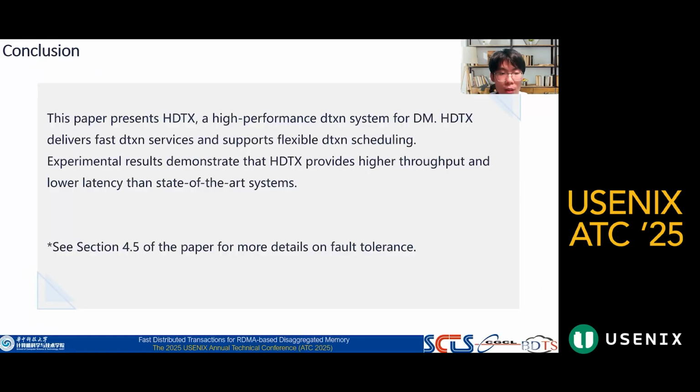Overall, distributed transactions usually are processed inefficiently in disaggregated memory systems due to high latency of remote memory access. This work presents HDTX, a high-performance transaction system that delivers fast transaction services and supports flexible transaction scheduling in DM architecture. HDTX merges multiple transaction phases with fast commit protocol by offloading the release phase to the RNIC and scheduling transactions with the priority-based locking. HDTX can achieve efficient transaction processing.